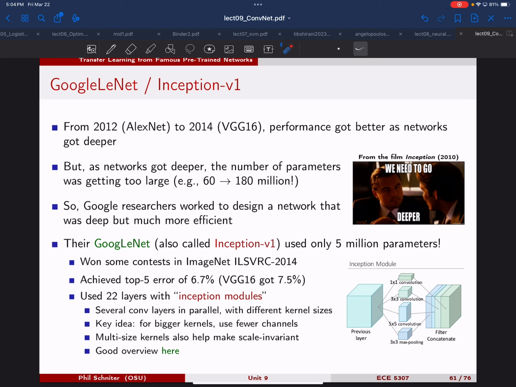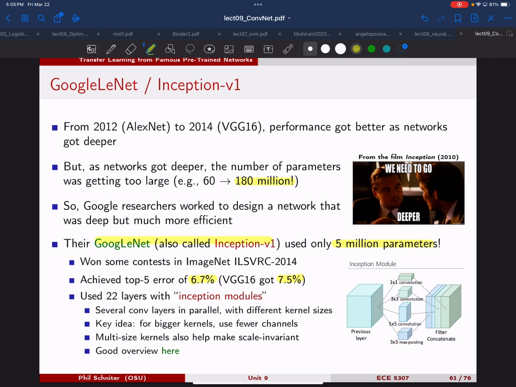So at Google, they said, let's make a network that's really deep but much more efficient than AlexNet and VGG 16. And at the time, there was this film Inception that had this meme, we need to go deeper. And so they named their network the Inception network. It was also called the GoogleNet, but it became the first Inception network of several versions of Inception. And what was amazing about this is instead of 60 or 180 million, it used only 5 million parameters, but it got 6.7%, which is slightly better than VGG 16.